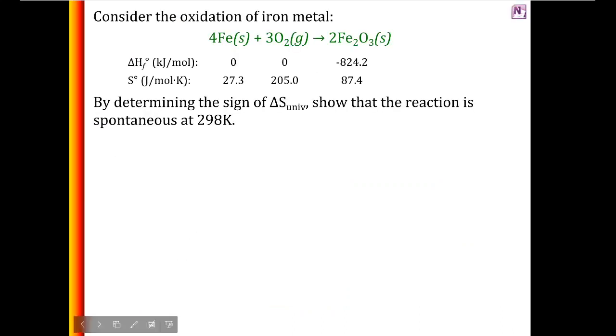Okay, so here's another one for you to try. It says consider the oxidation of iron metal. So we have iron combining with oxygen to give us iron oxide, and they give us some delta H values, they give us some entropy values. And it says, by determining the sign of delta S universe, show that the reaction is spontaneous at 298 K. So go ahead and pause the video, give this one a try, and when we pick back up, I'll go over it with you.